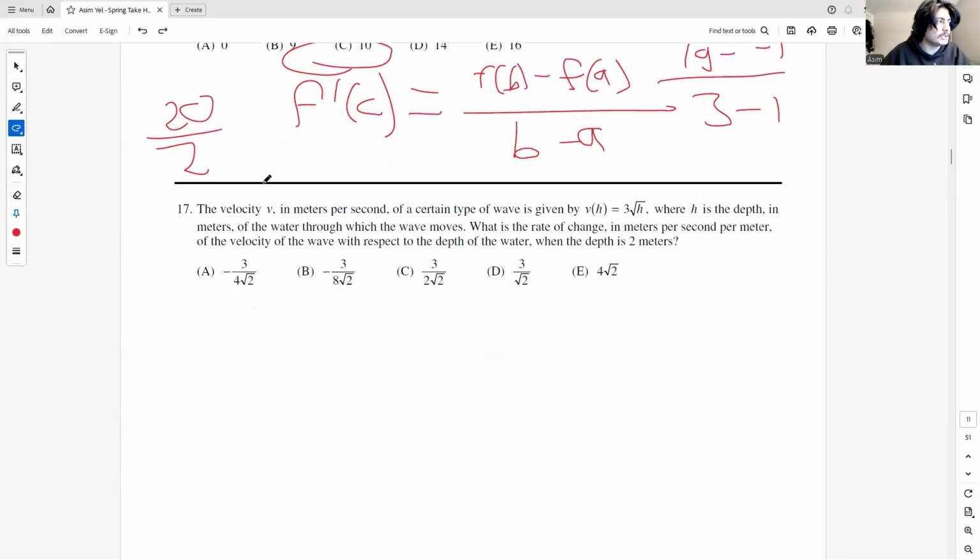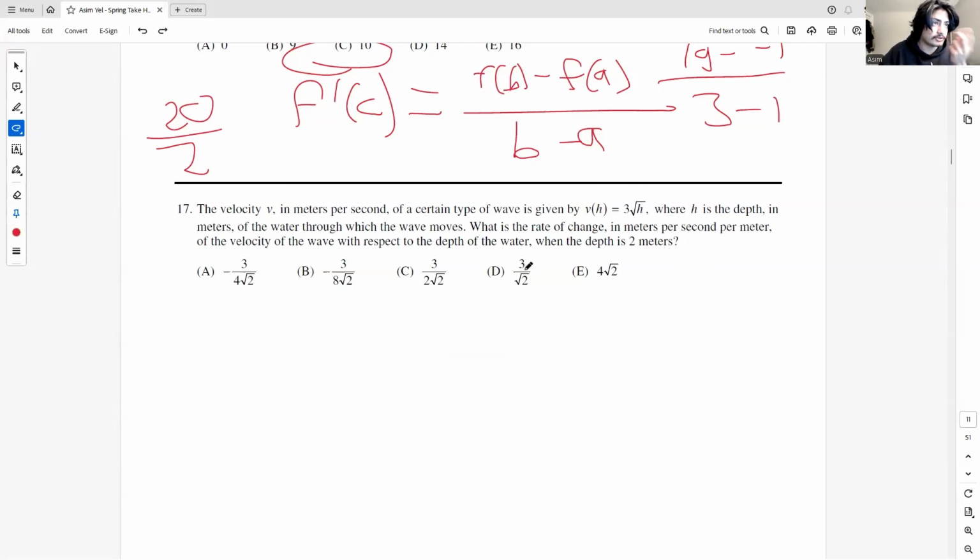Velocity, question number 17. The velocity v in meters per second of a certain type of wave is given by this equation, where h is the depth in meters of the water through which the wave moves. What is the rate of change in meters per second per meter of the velocity of the wave with respect to the depth of water when the water depth is 2 meters? So basically, guys, it's asking for the rate of change.